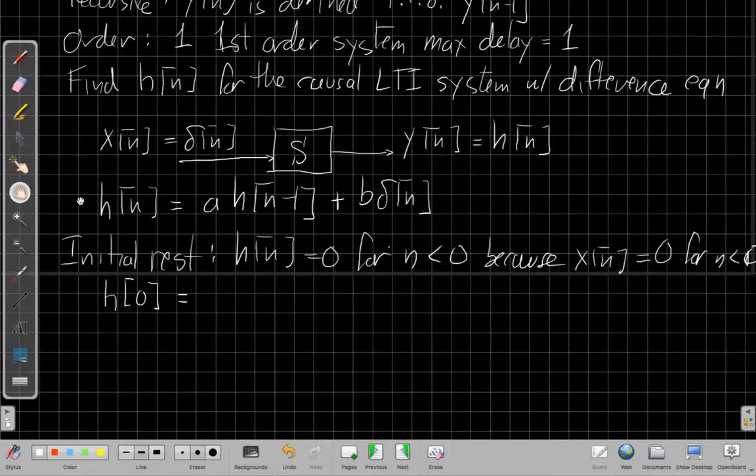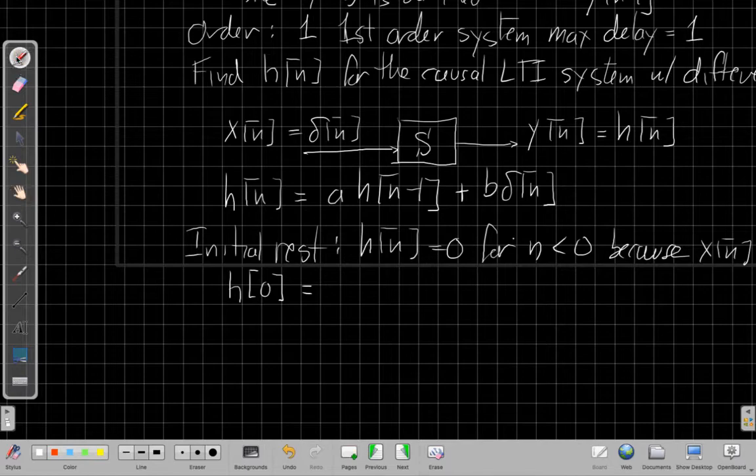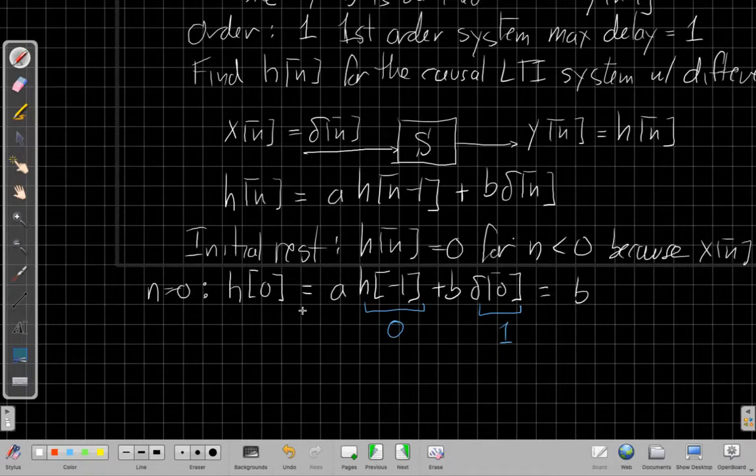Maybe I'll make some room for that on the left-hand side here. So saying, when n is equal to 0, I get h of 0 is equal to a times h of minus 1 plus b times delta of 0, right? So I've just replaced all the n's by zeros, and now I walk through this and I say, well, I know we just said due to the initial rest, this term is 0, this term is 1. So when I plug those in and simplify, this tells me that my output will be just equal to b, right? I'll have a times 0, which is 0, plus b times 1, which is b.